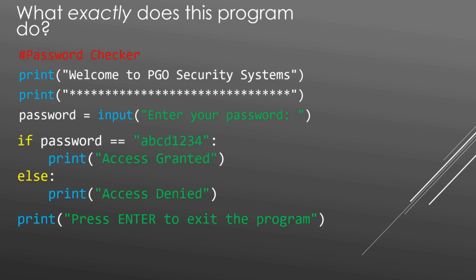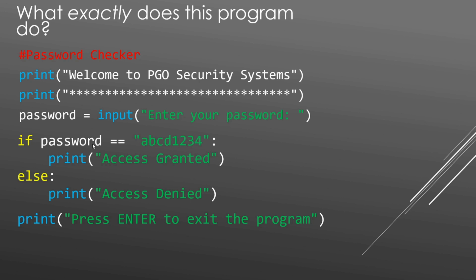So here we've got 5 lines of code. So it starts with if password, and remember password is the name of our variable here, and then we have two equal signs. So in Python this means equal to.